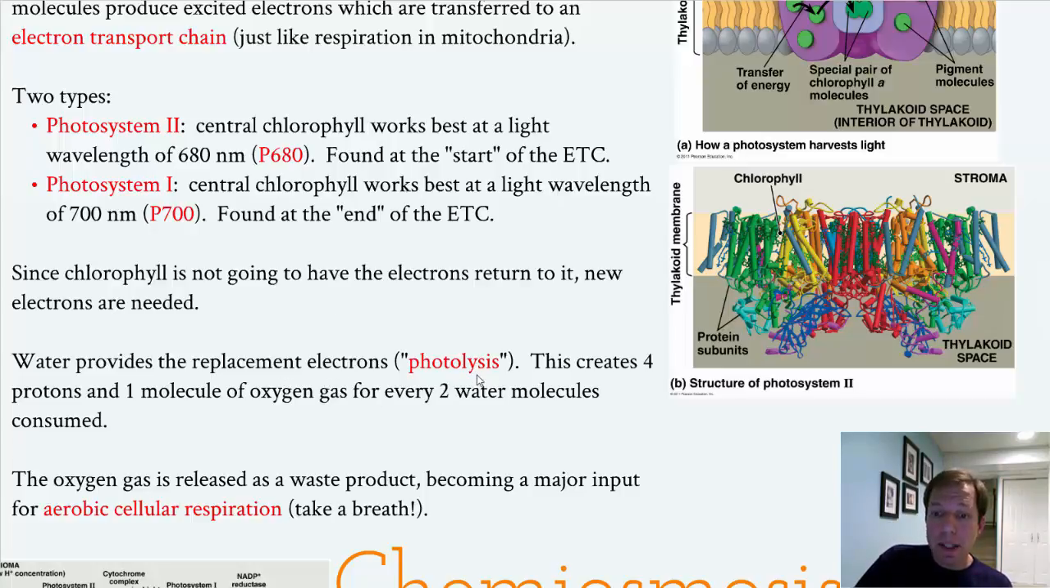Photolysis, or the splitting by light, is the chemical process by which water will be divided, releasing protons, oxygen gas, and electrons. Those electrons are going to go back to replace the ones that were lost by chlorophyll, while the oxygen gas will be released as a byproduct.